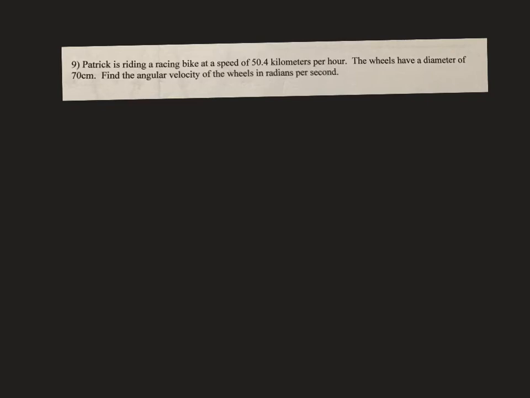Okay. So we want to calculate the angular velocity. Remember, that's this omega, right? Some people call it a W, but it's an omega. The best formula we can use for this is V equals R times omega. The reason is that we know the velocity, or the linear speed, which is 50.4 kilometers per hour. They told us that in the problem right there. And we're going to find the radius based on the fact that the diameter is 70 centimeters. So we're going to use this information to help us solve this.